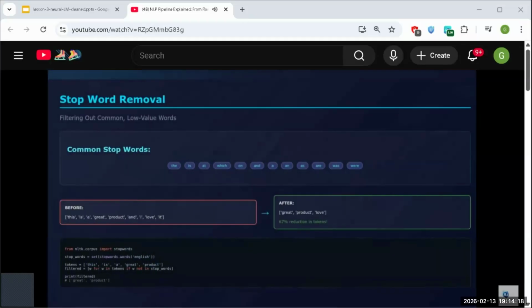Now, stop word removal. This is where we filter out the noise. Words like the, is, and, they appear everywhere but don't carry much meaning on their own. Removing them helps us focus on the words that actually matter. Look at this example. After removing stop words, we're left with just the meaningful content words. This reduces dimensionality and improves model performance.